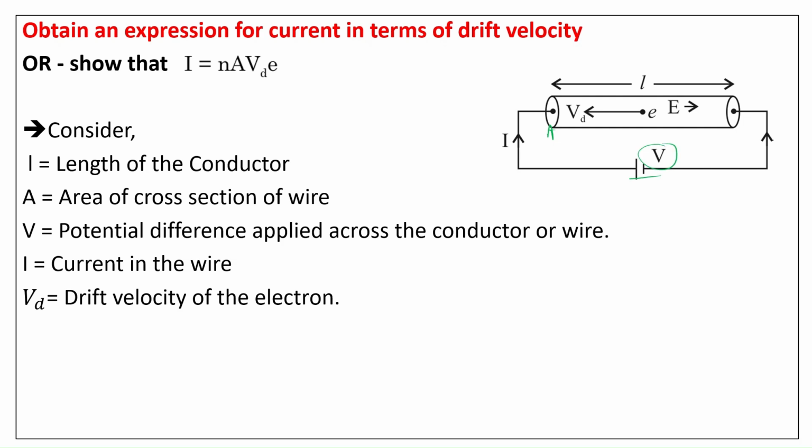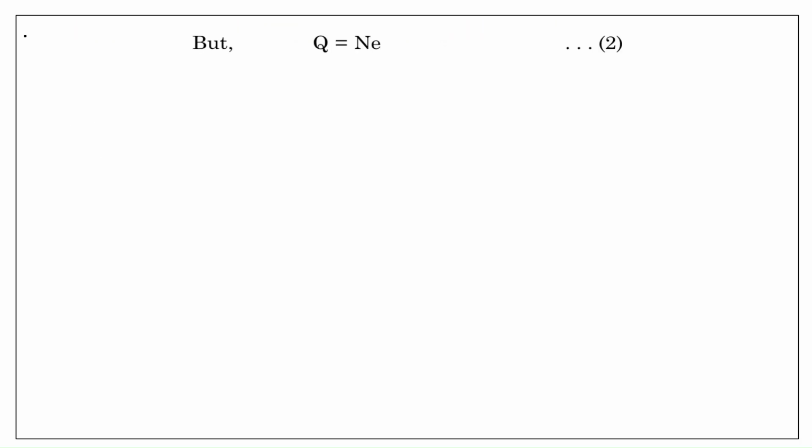When a potential difference is applied across the ends of the conductor, an electric field E will be set up in the conductor. Due to this electric field, the electron drifts with a velocity Vd in the direction opposite to the direction of the electric field. By definition, the current flowing through the conductor is I is equal to Q by t, marked as equation 1. But Q is equal to Ne.